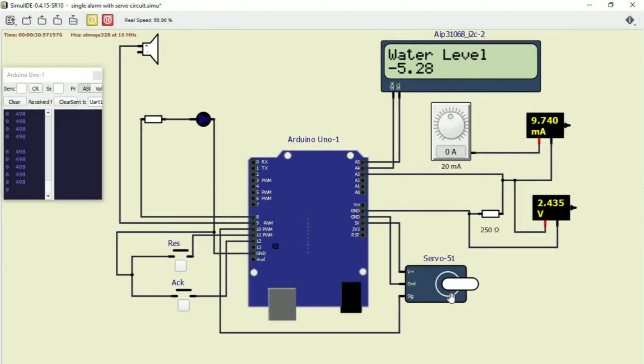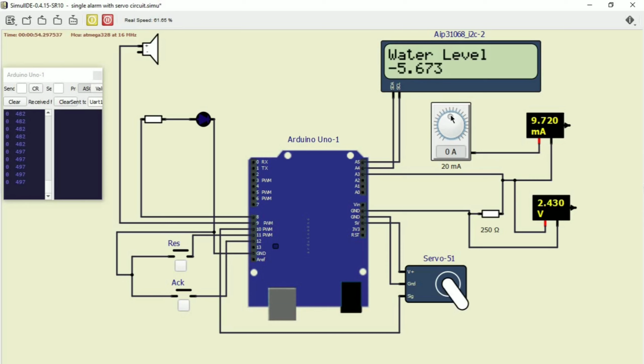And please take note how the IP transducer valve responds to the changing values of the sensor, and also take notice of how the voltage and the current change. So let us turn this counterclockwise to simulate the decreasing values of the water level, and as you can see, the servo valve or the servo motor is fully open if the value is equal to or less than negative 10.